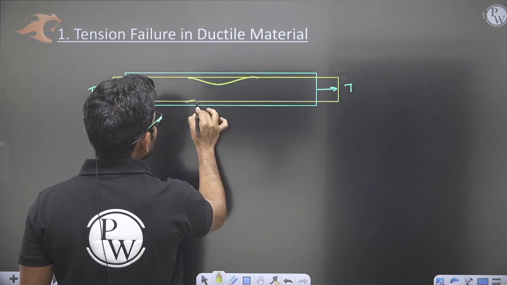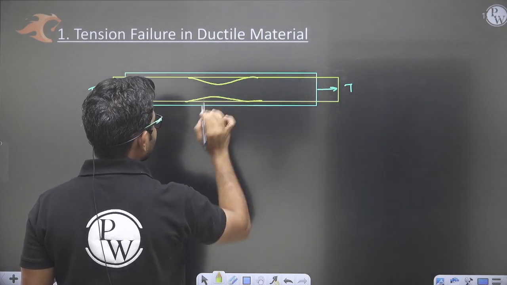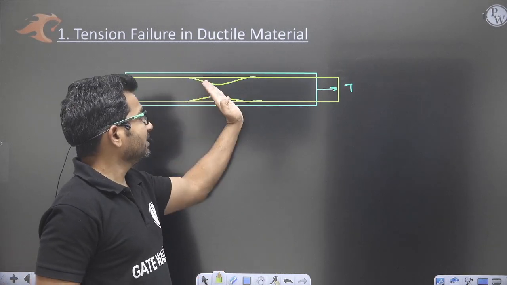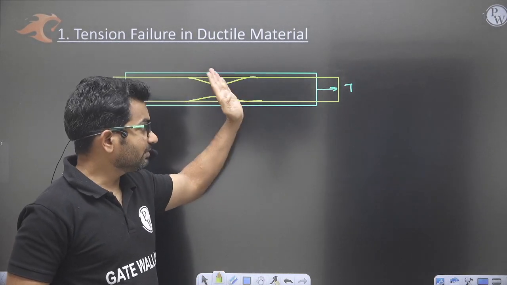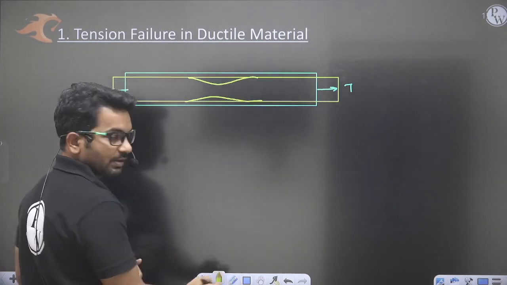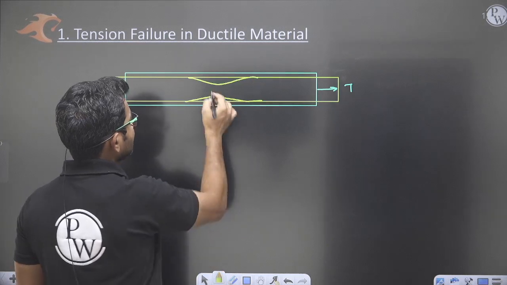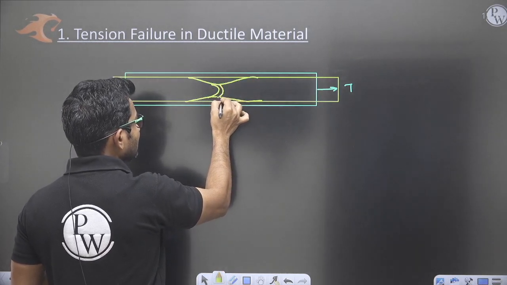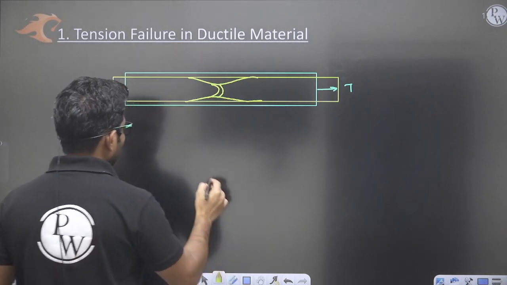This type of formation will occur, and it is called necking. At 45-degree planes to the tension loading, we will observe the maximum shear. Because of that shear at the 45-degree plane, there will be a failure. This is called cup cone failure.